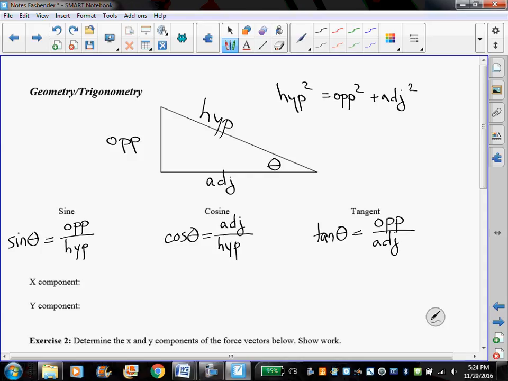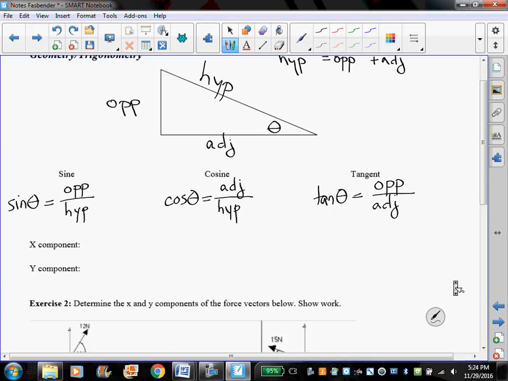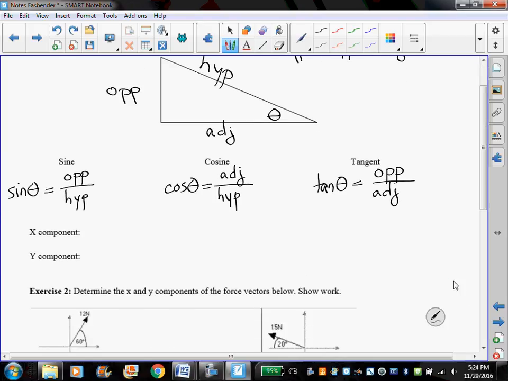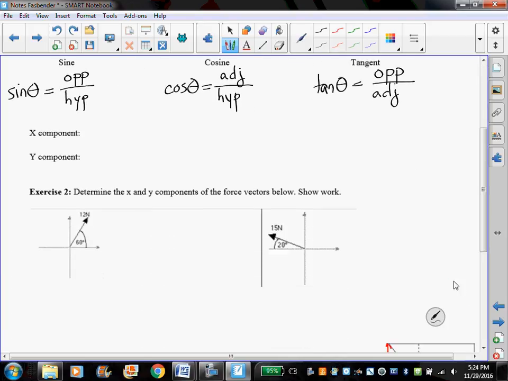Now, we will not always be referring to these as the opposite and adjacent side in this class. In fact, most of the time, the legs of the triangle are going to be referred to as the x component and the y component. So an x component is trying to describe the amount of something in the x direction.